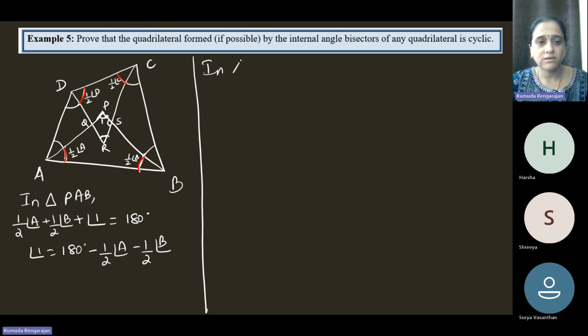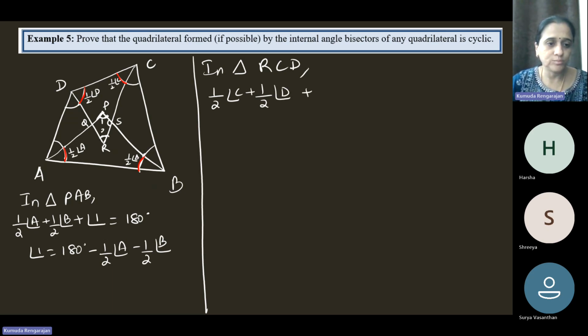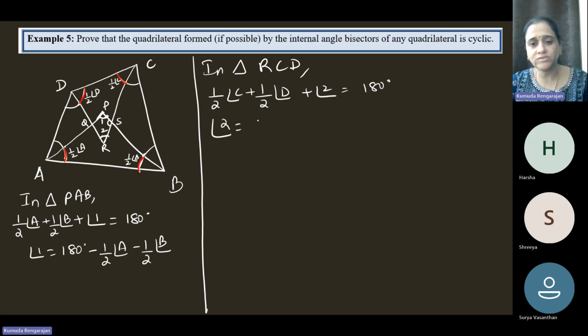In triangle RCD, half of angle C plus half of angle D plus angle 2 is equal to 180. Angle sum property. When we see the triangle RCD, the three interior angles are angle 2, half of C and half of D. So from this, the expression for angle 2 is angle 2 is equal to 180 minus half of angle C minus half of angle D. So we got the two expressions. We got the expressions for angle 1 and angle 2.